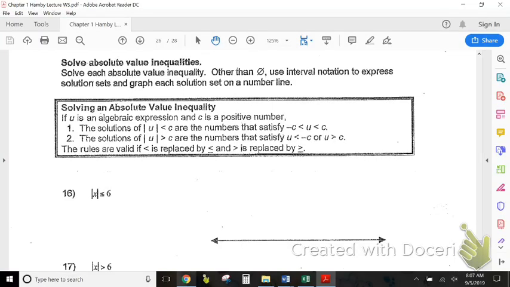All right, absolute value inequalities. It says solve each absolute value inequality. Other than no solution, use interval notation to express solution sets and graph each solution set on a number line. All right, what do we know about absolute value?